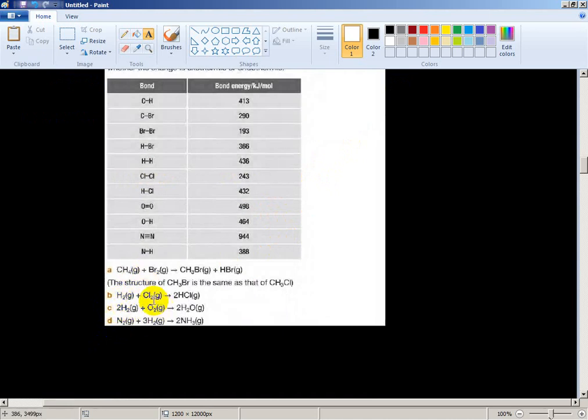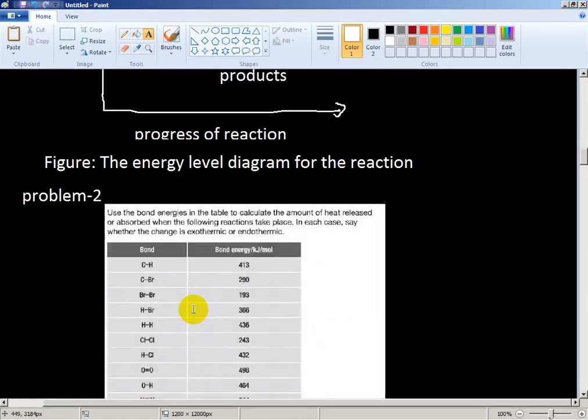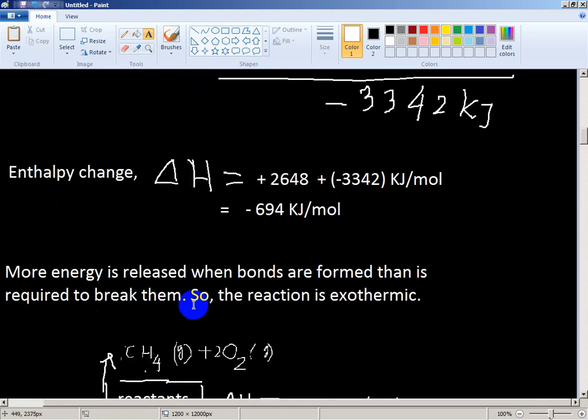Okay, which one will I do? A, B, C, D. Which one shall I solve? A, B, C, D. A, sir. Okay, A. So I am solving A.